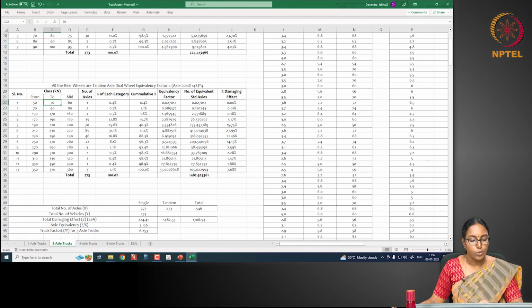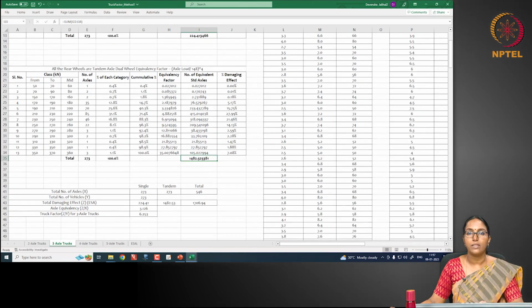And then the mid value, the frequency. I have just noted the percentage of frequency in each category, and the cumulative frequency is also noted here. Then the equivalency factors are computed using the equation, and each equivalency factor multiplied with the corresponding mid value and frequency will give you the total equivalent standard axles, which is summed together, which comes out to 1482.